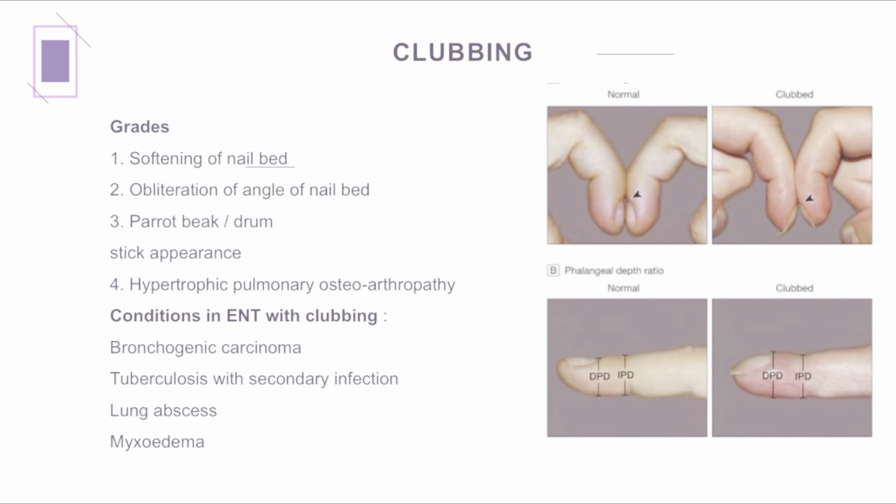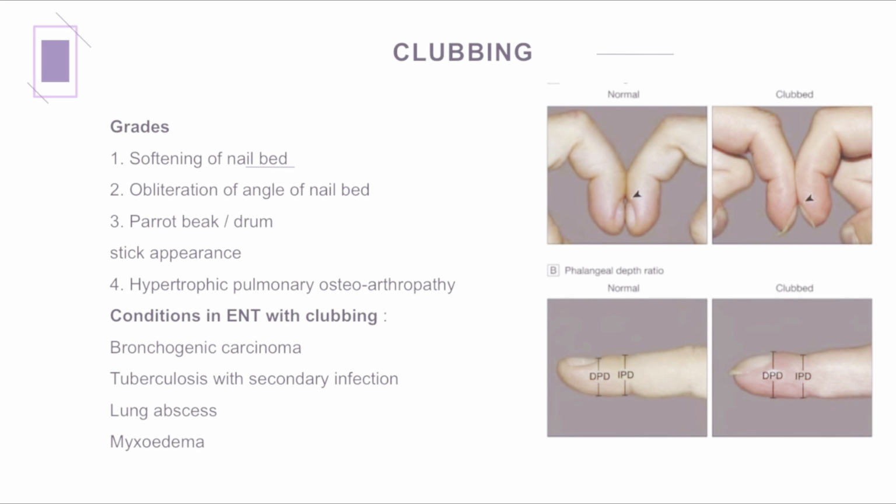Moving on to the next topic, that is clubbing. It is the bulbous enlargement of soft parts of terminal phalanges, due to interstitial edema and dilatation of arterioles and capillaries, and also the curving of nails. There are 4 grades mainly. For example, first is softening of nail bed, second one is obliteration of nail bed, third one is parrot beak or drumstick appearance, and finally hypertrophic pulmonary osteoarthropathy.